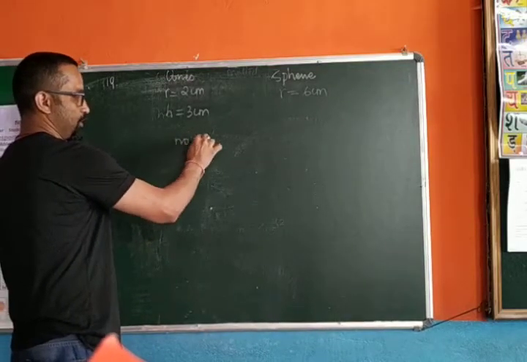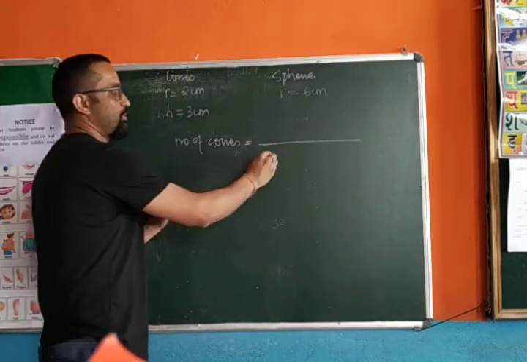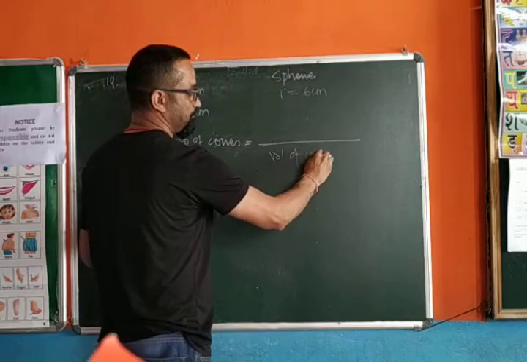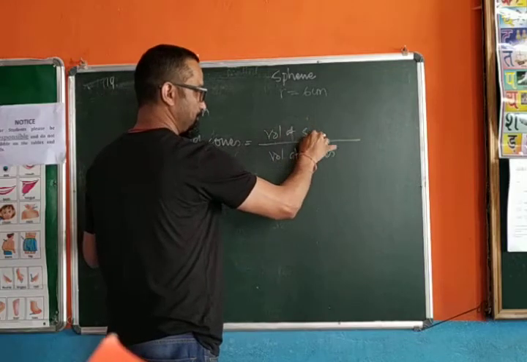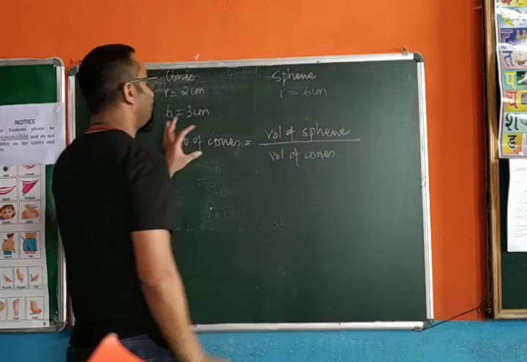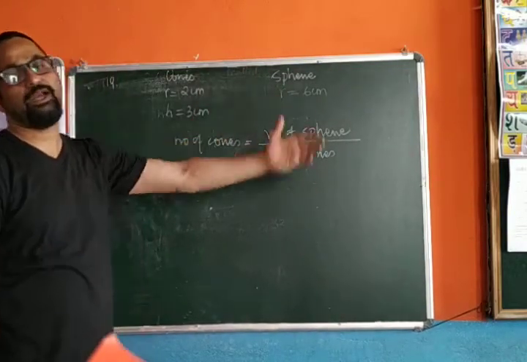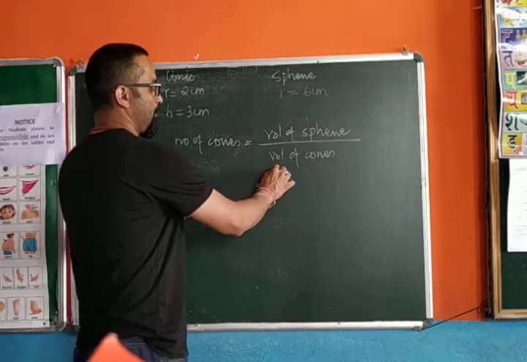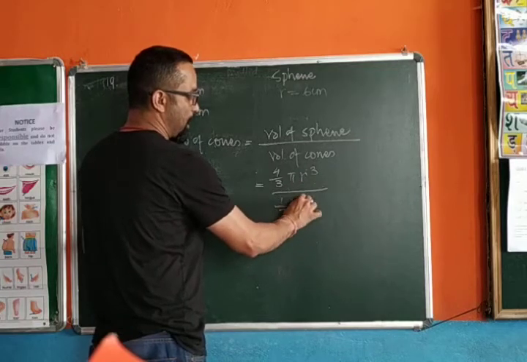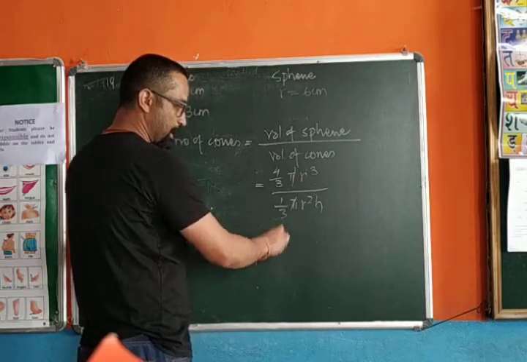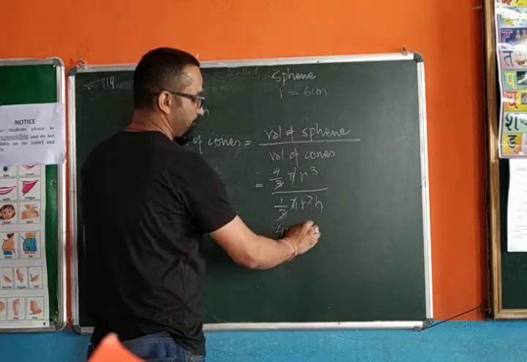So number of cones equals, since we are finding cones, its volume should be at the denominator. Solid, volume of sphere. Follow these steps. Next solid, write its volume at the numerator: 4 by 3 pi r cubed over 1 by 3 pi r squared into height. Cancel pi, 3 cancels. 4 into the radius of the sphere, which is 6.